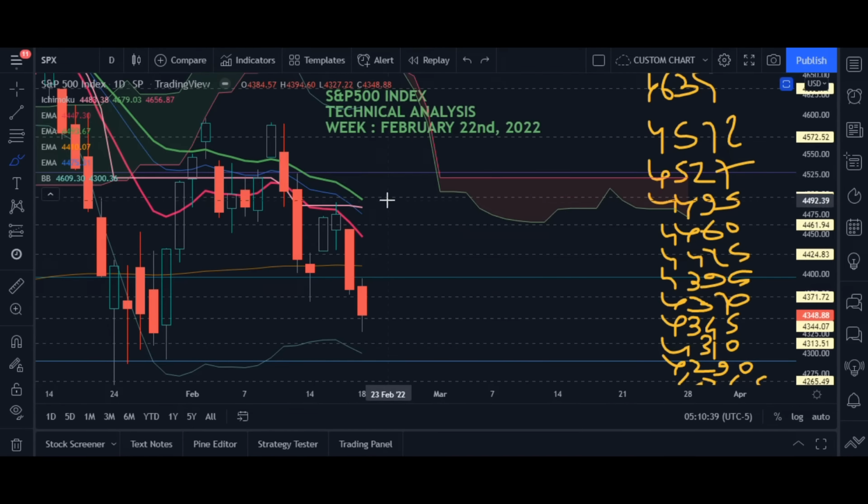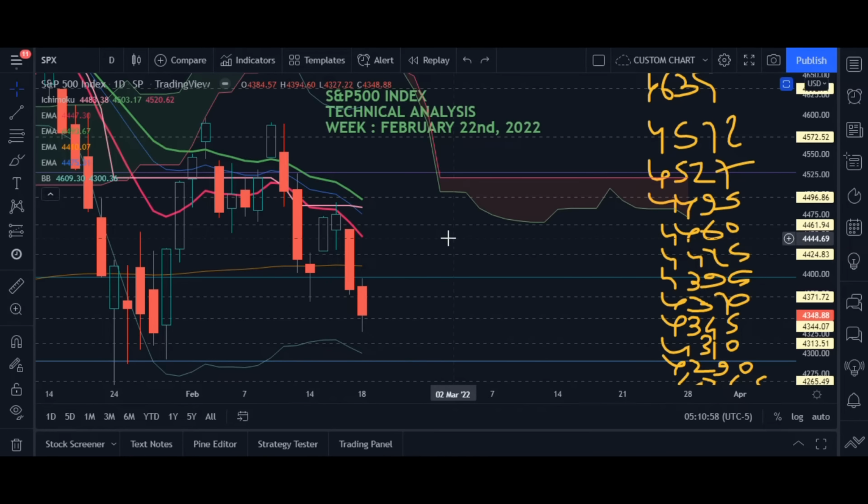Then comes the moving averages. Clear fan out. The market has closed below the moving averages, which means the market is bearish. Then comes the Ichimoku. The market has closed below the Ichimoku. The market is trading below the Ichimoku, which means the market is bearish.